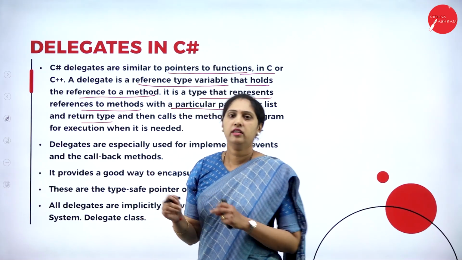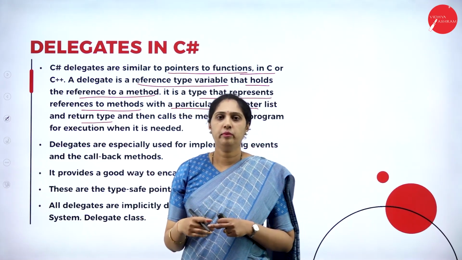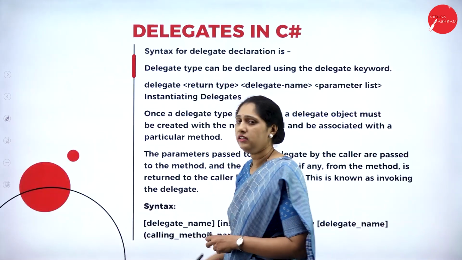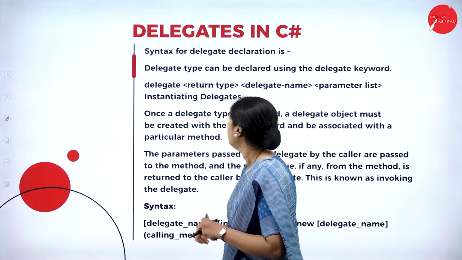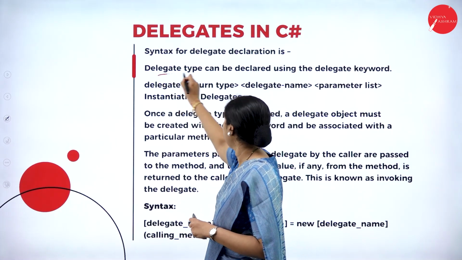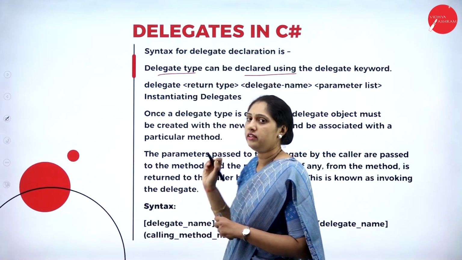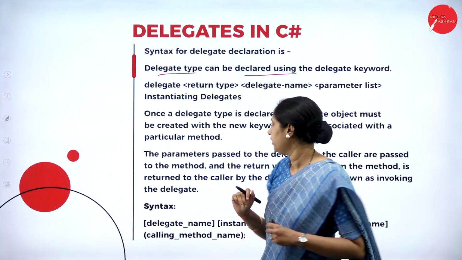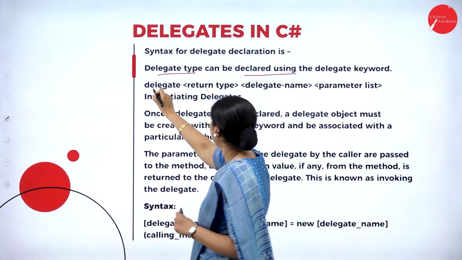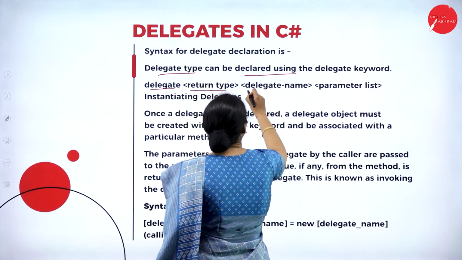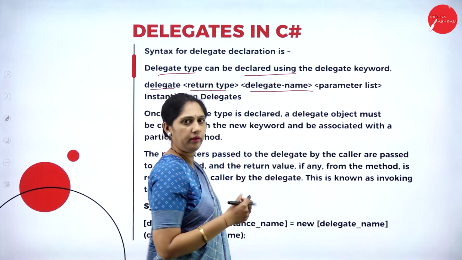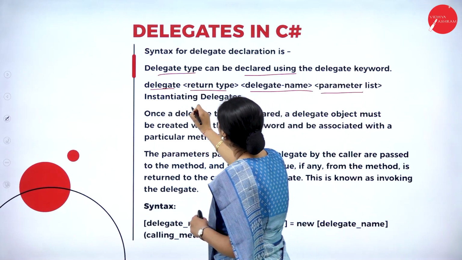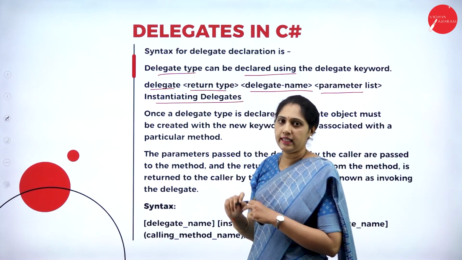Till here we were directly declaring a method and writing the implementation. Now we'll refer to it using delegates. Then what is the syntax? The syntax is, a delegate type can be declared using the delegate keyword. I have to use the delegate keyword, then the return type, then the name of the delegate. It can be anything, that is your choice. Then the parameters list, and this is about delegates.